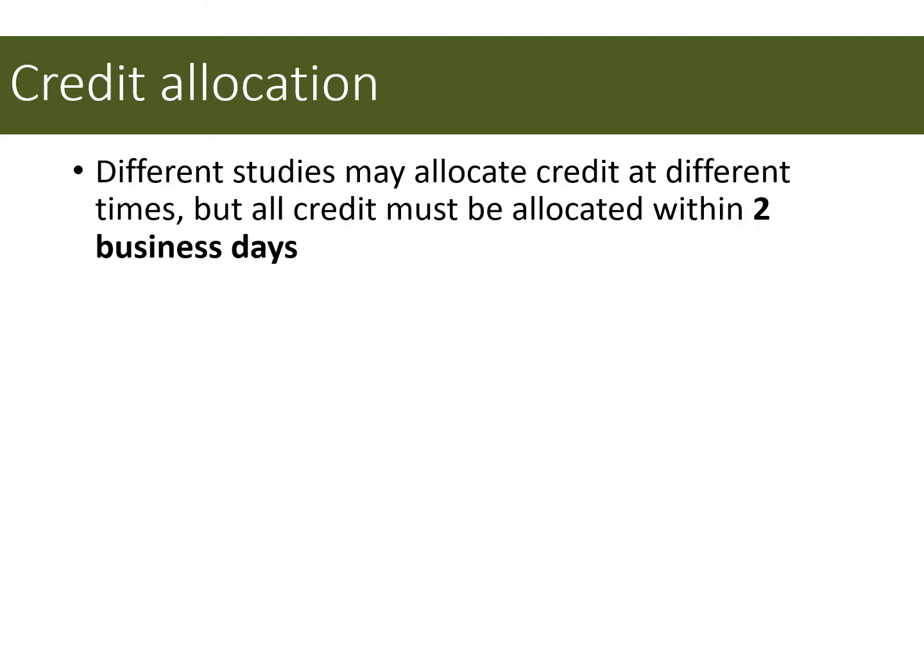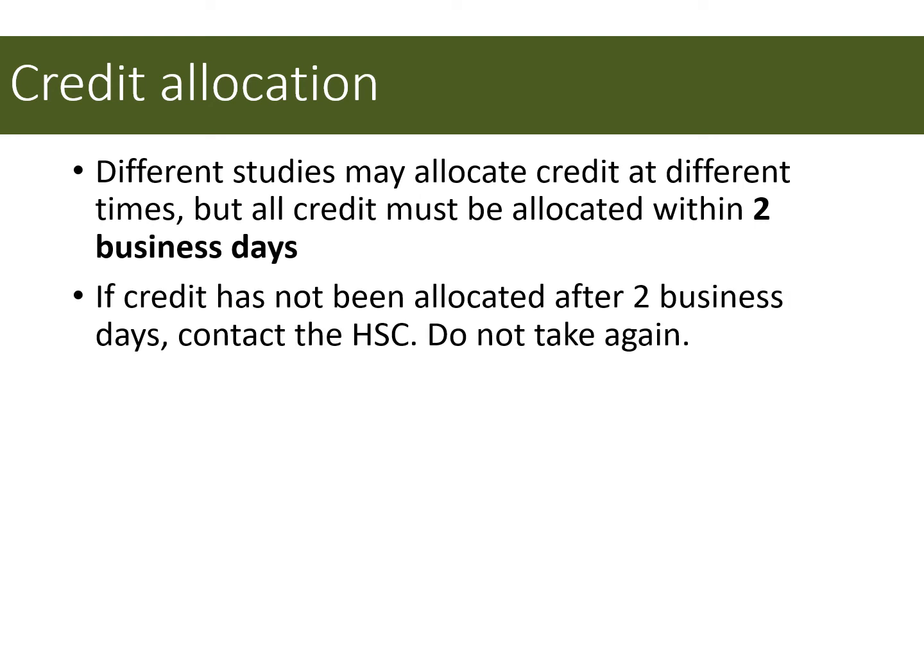So different studies may allocate credit at different times, but all credit must be allocated within 2 business days. So upon completion of your study, researchers have 2 days to allocate credits to your account. It does not have to happen immediately. If credit has not been allocated after 2 business days, you can contact the Human Subjects Coordinator. You should not take the study again.